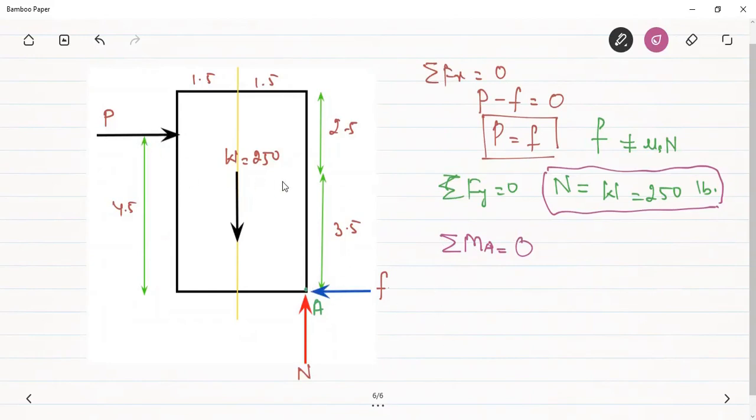So see here, the moment will be due to the applied force P and this weight W. P will create a clockwise moment about A. Let's take it to be negative. The force arm is equal to 4.5. W will create an anti-clockwise moment about A. Let's take it to be positive. And the force arm for it is 1.5. So this has to be 0. From here we get that P will be equal to the weight times 1.5 by 4.5, where the weight is 250 pounds.